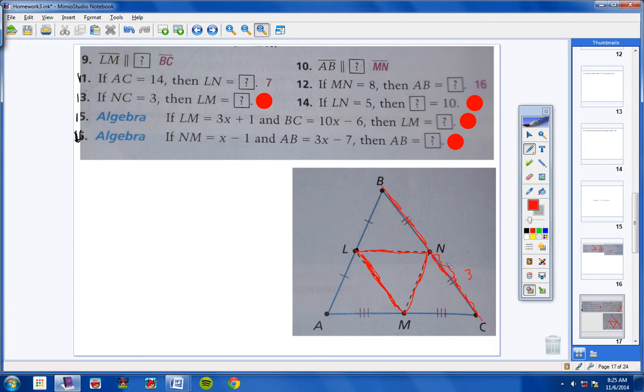Now, remember, if this segment here is 3, then this segment up here is also 3. So the whole segment is 6. So if this whole segment is 6, then the mid-segment is half of that. So LM has to be 3. Okay? 3.